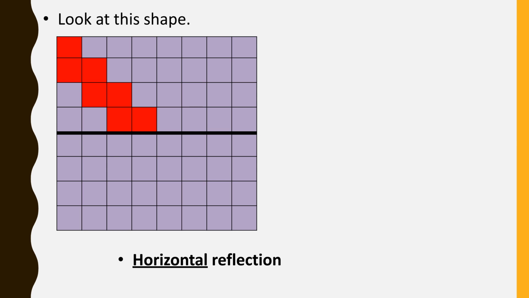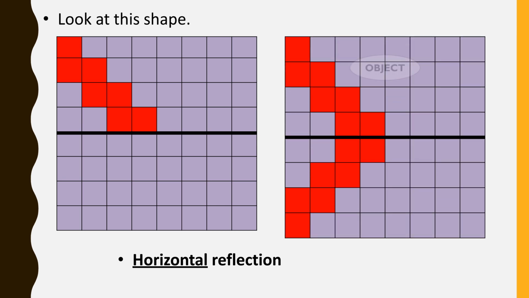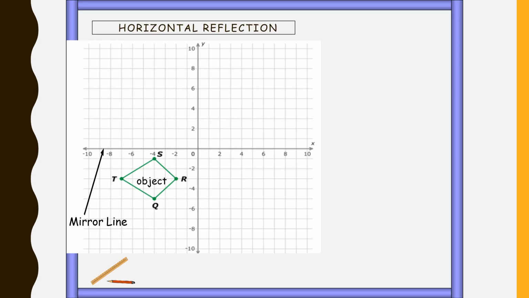Now look at this shape also. We want to reflect in a horizontal line. You have the mirror line on the x-axis. So we want to reflect in a horizontal line. So we have the object as shown, and here's the image. So I want to reflect this shape in a horizontal line.